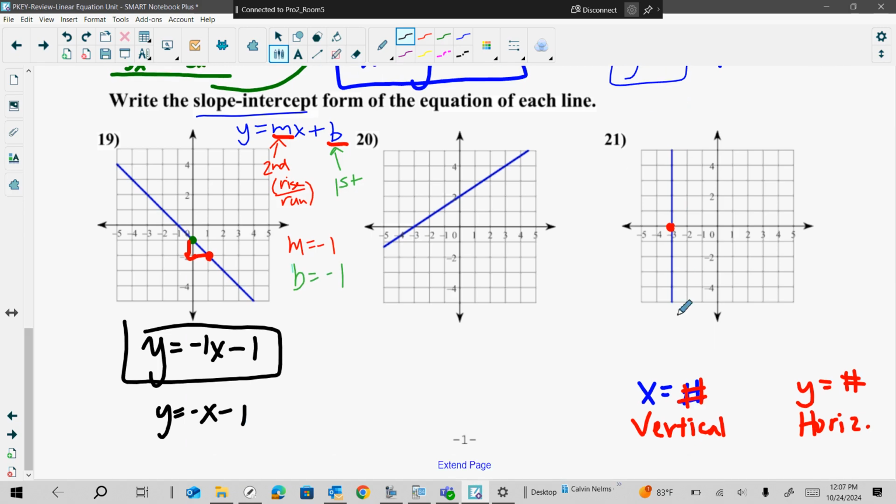So on 21 here, because we have this line, this is a vertical line. Vertical line is x equals the number. It's the number where it touches the x-axis, which is right here at -3. So this equation was x equals -3. If you have a horizontal line, it's y equals the y-intercept, the number. All right, when you have this, we can go to the next section, next type of questions. Make sure you know the difference between horizontal and vertical.